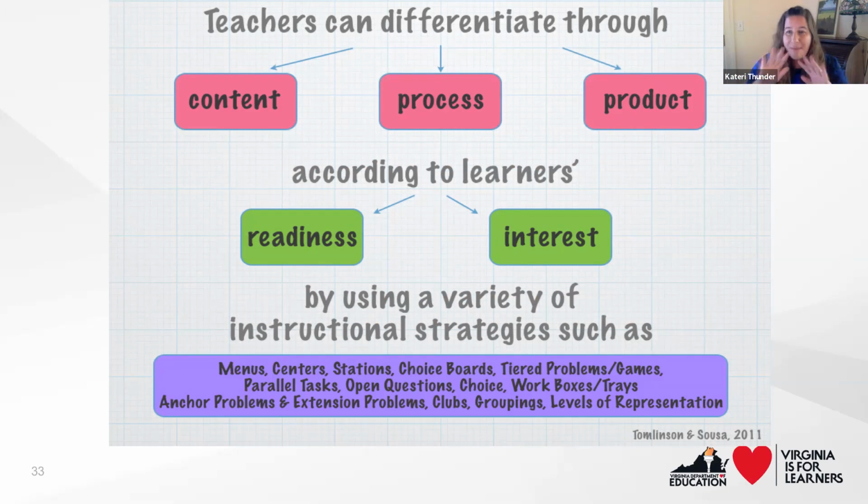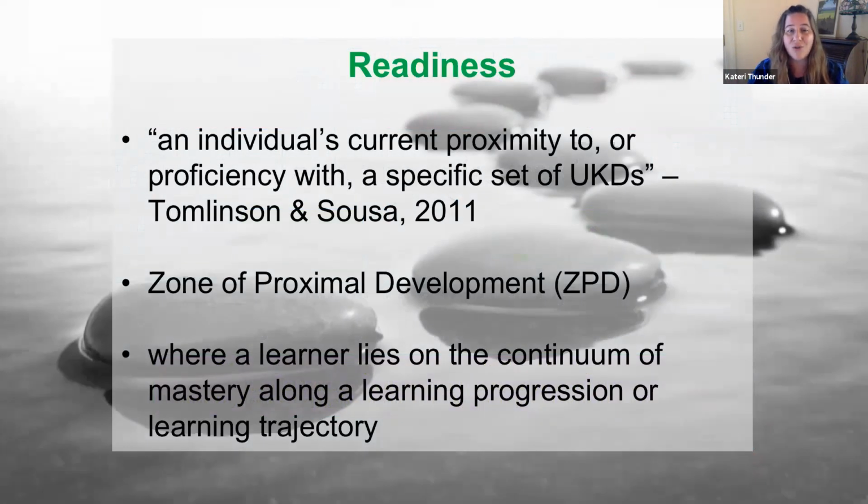So just some background, right? We can differentiate any task, any lesson that we have by changing the content, the process, or the product. And we can make those adjustments based off of learners' readiness or their interest or both. And then there's a whole ton of instructional strategies that we can use that can help organize our thinking as we change those tasks and adjust. Readiness is where our students are in relationship to our learning goal. So how far away are they, right? If they're here, then I need to accelerate their learning to at least meet those goals, perhaps even move beyond them.